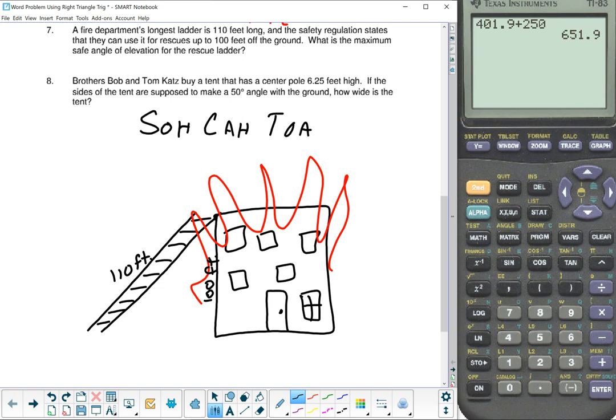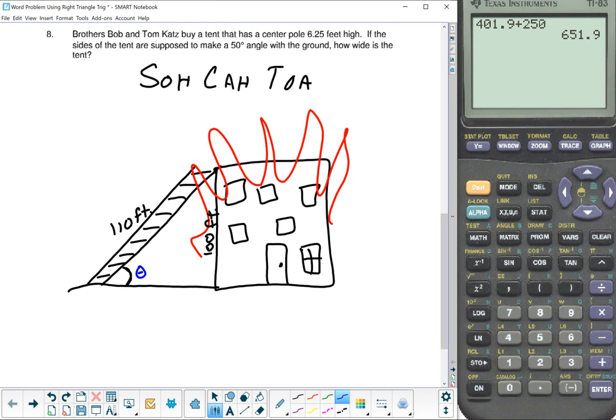Okay, that's their regulation. What is the maximum safe angle of elevation for the ladder rescue? Right. So basically, they're asking, what is this angle down here that is safe? Right. Because maybe we don't have 110 feet long, right? But we still want to know the safe angle, so we got to use that. Okay. So we have the opposite from the angle, so opposite, and we have the hypotenuse because 90 degree is at the house.